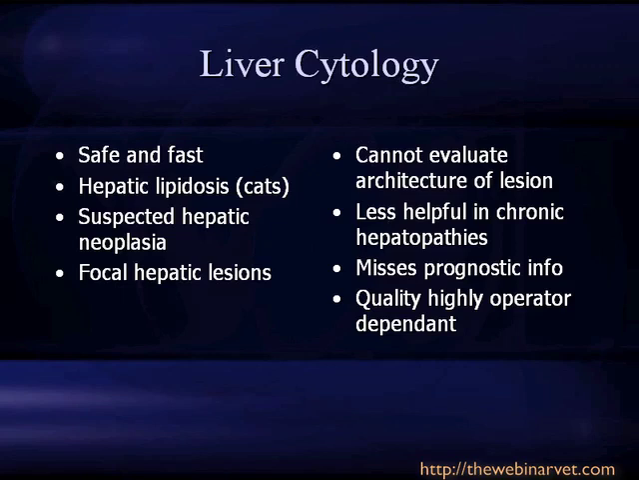So liver cytology has its strengths, it's got its advantages, it's fast, I think it's safe, fabulous for hepatic lipidosis, and useful in neoplasia, but don't expect that it's going to do too much, and I think it's fair for it to be a step on the journey, but it may not be the end point. And importantly, it might miss that prognostic information that you need for the future that only a biopsy can give.